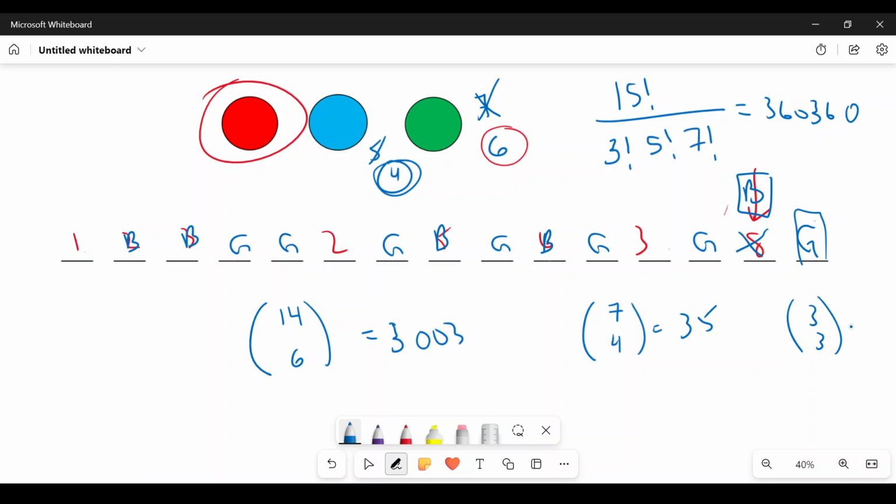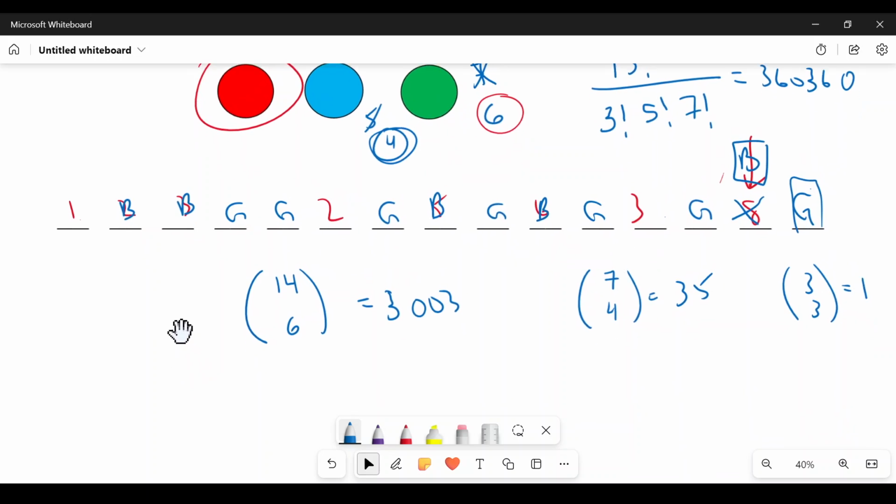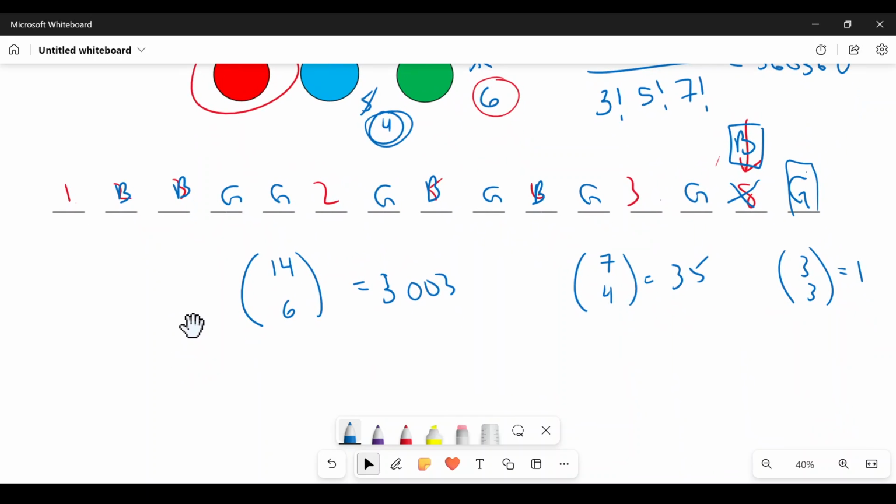I'm going to choose 3 red marbles. Well, that happens to be 1. So in order to get a green marble last and not have the reds be second last, quote unquote, then there are 3,003 possible ways of putting the green marbles. And then there are 35 possible ways of having the blue marbles, and then 1 way of having the red marble.